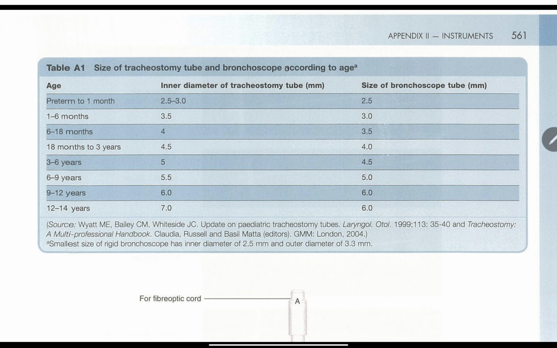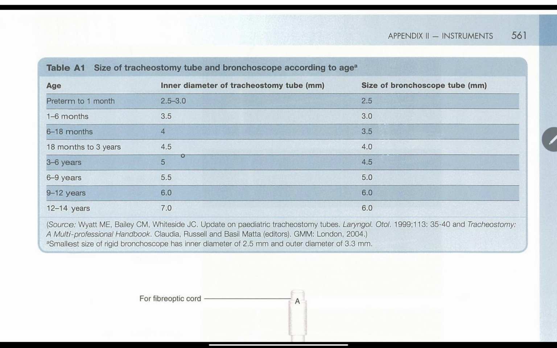Size of tracheostomy tube and bronchoscope according to age. Preterm to 1 month, 2.5 to 3 millimeter. Size of bronchoscope tube 2.5 millimeter. 1 to 6 months, 3.5, 3. 6 to 18 months, 4, 3.5. 18 months to 3 years, 4.5, 4.